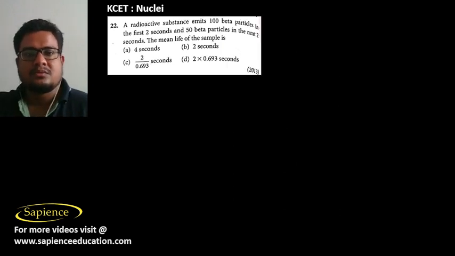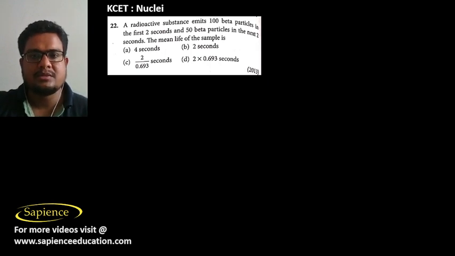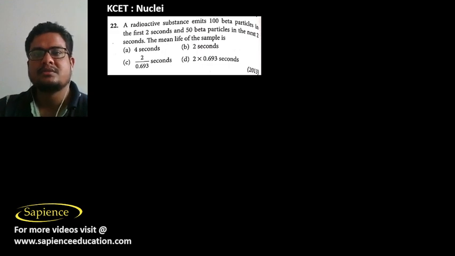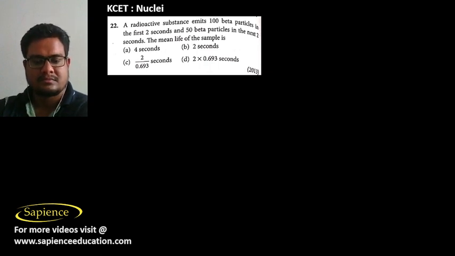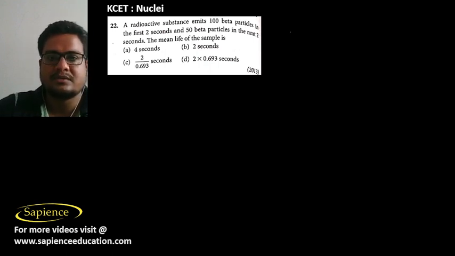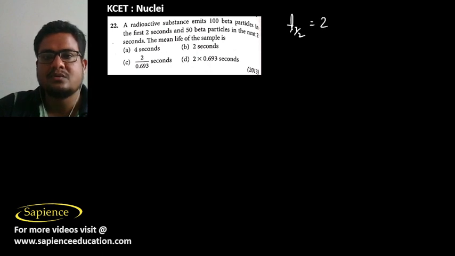In question number 22, it is told a radioactive substance emits 100 beta particles in the first 2 seconds and 50 beta particles in the next 2 seconds. What is the mean life of the sample? So it emits 100 beta particles in the first 2 seconds, and 50 beta particles in the next 2 seconds. It means that the half-life of the radioactive substance is 2 seconds.